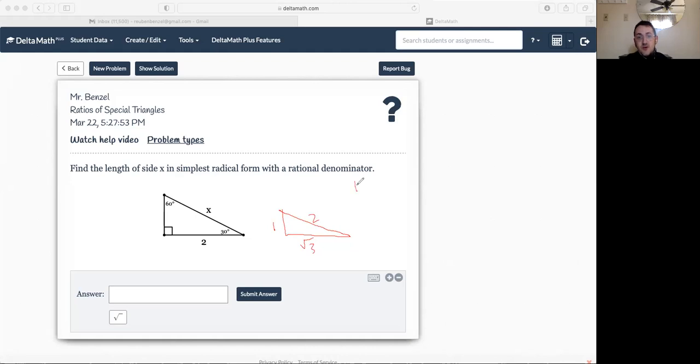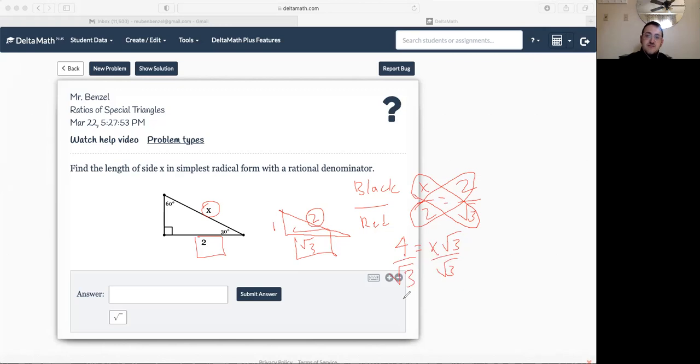And like before, I'm going to do black over red triangle. So the x and the 2 match up. So that forms a ratio. And then the 2 is from my black, and the square root of 3 is from my red. So I'm actually going to cross multiply. So I get 4 is equal to x times square root of 3.